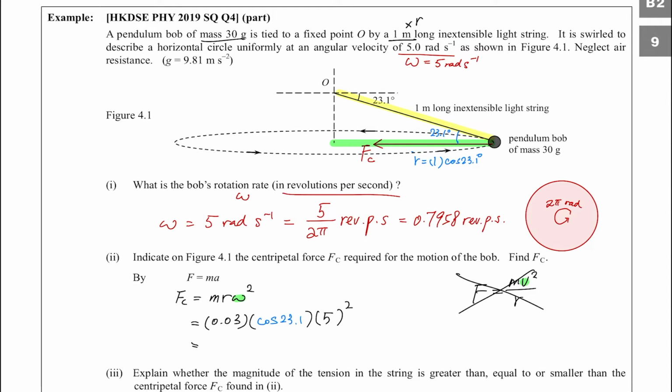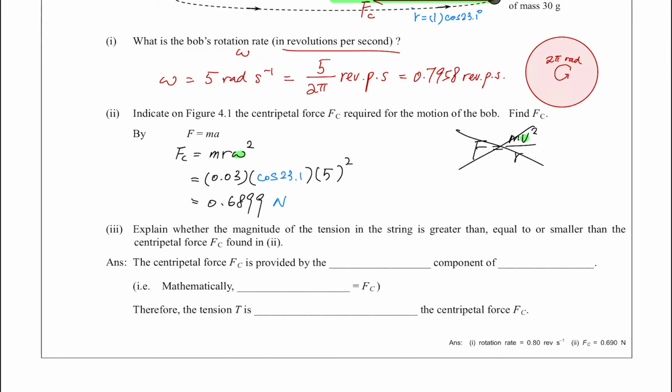So here, what do we have is 0.690 Newton. Or more accurately, 0.6899 Newton. Now we will use more significant figure during our calculation, so that if there is any calculation in the later part, it will be more accurate. But okay, it seems that there is no further calculation, so you can take 3 significant figure as the final answer.